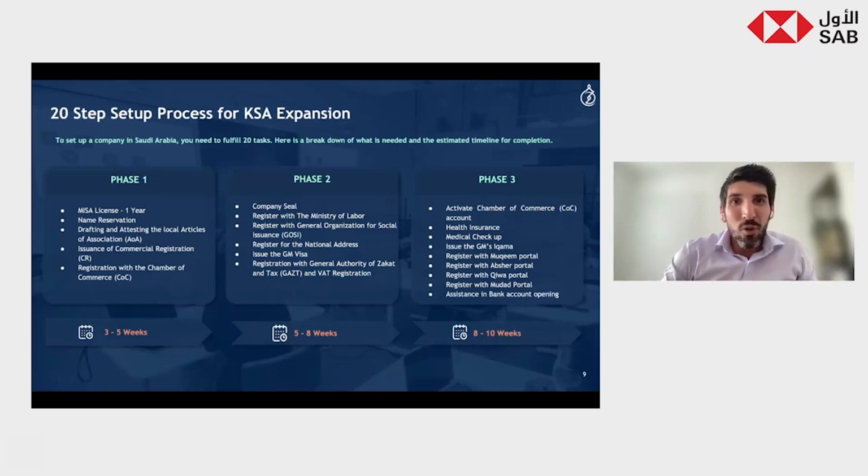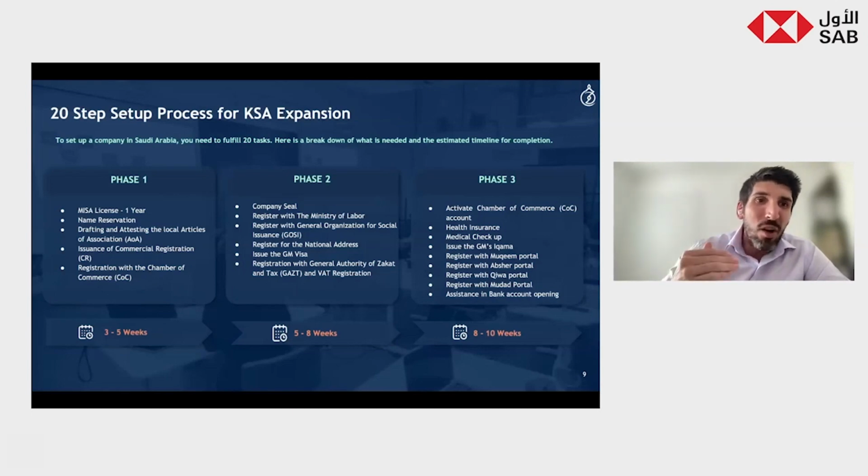Phase 1 is all about getting your company set up and established. That means MISA, which is the Ministry of Investment of Saudi Arabia. They are the ones who have that very initial decision to make on whether you'll be qualified to get that company set up. After that, we go and get your name reserved, all the way up to getting your company registered.